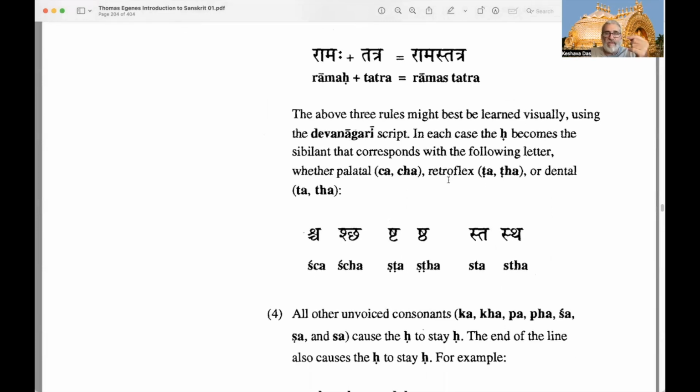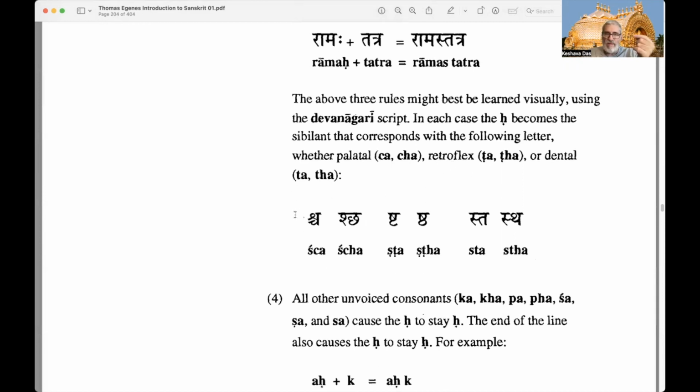In each case, the Visarga becomes a sibilant that corresponds to the following letter. So whether palatal, cha, retroflex or cerebral, ta, or dental, ta, right? So here's what we end up with, these combinations. Here we have the Visarga followed by cha. It becomes this conjunct in Devanagari.